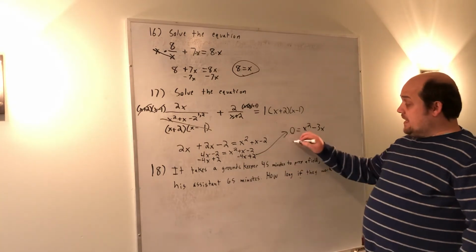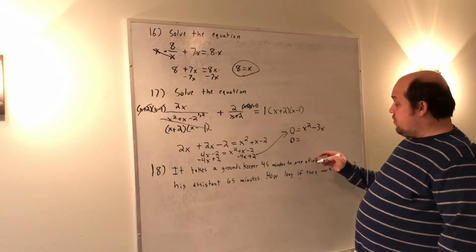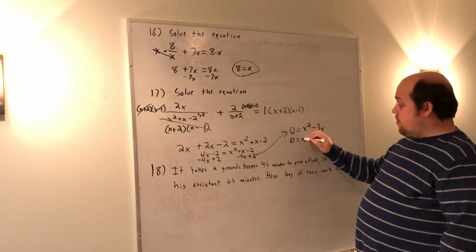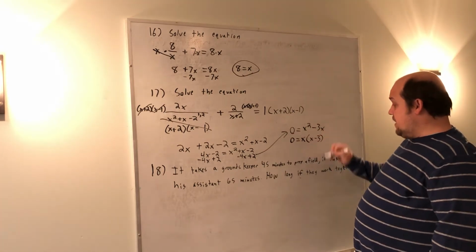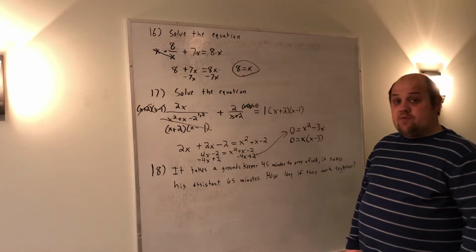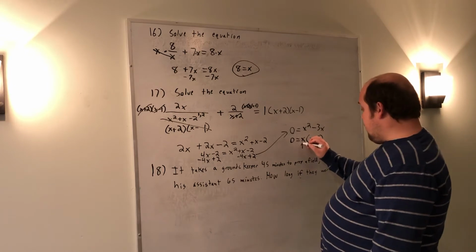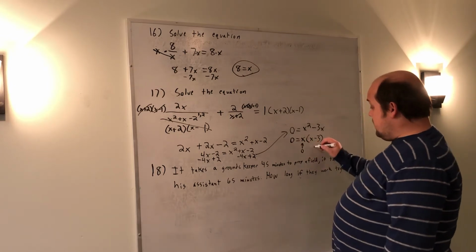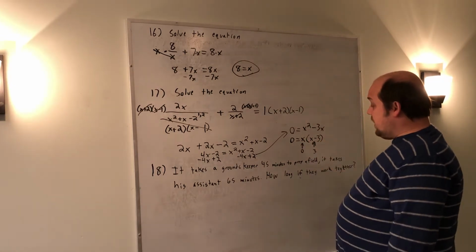So what I basically need to do is factor the right-hand side of the equation. I see an x comes out of both and leaves me with x minus 3. Now I need to say, how do I make either of these two factors 0? Well, to make this factor 0, I would plug in 0. To make this one 0, I would plug in 3.